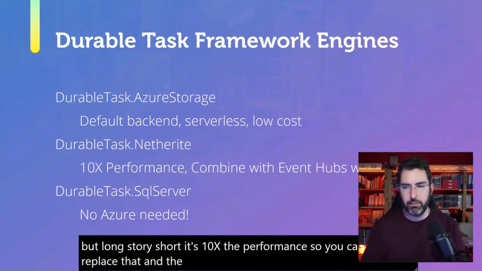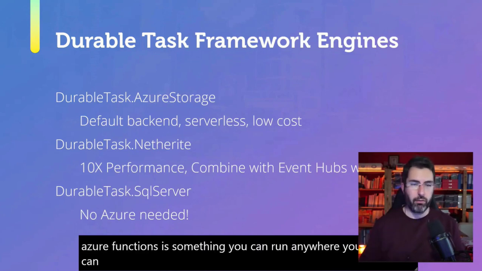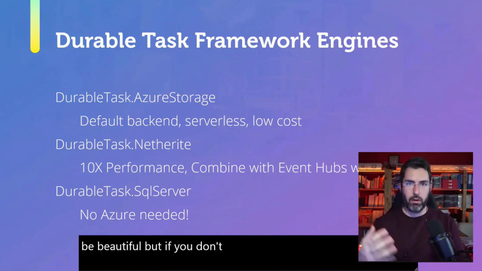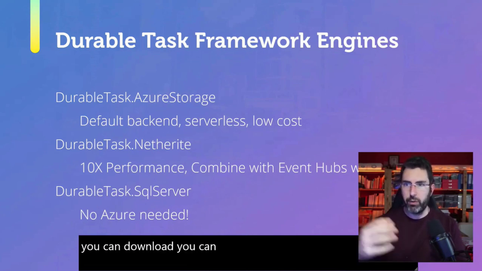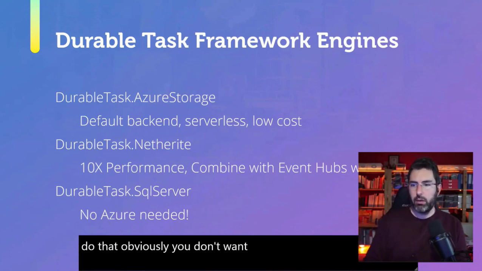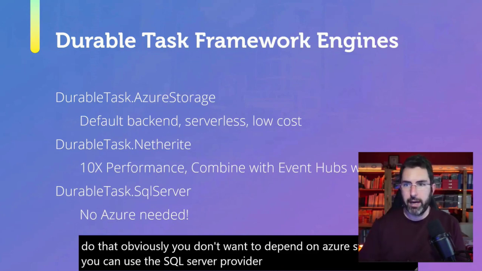And the other subsystem you can use is SQL Server. Maybe you heard that Azure Functions is something you can run anywhere you want. You can run it on AWS. You can run it on-prem. You don't even need something like Azure Arc, but if you have it, that would be beautiful. But if you don't, the worker and the scaler, all of that is open source, is out there. You can download it, install it wherever you want. You will have your own portal and stuff. And when you do that, obviously, you don't want to depend on Azure Storage, and you can use the SQL Server provider to do that.